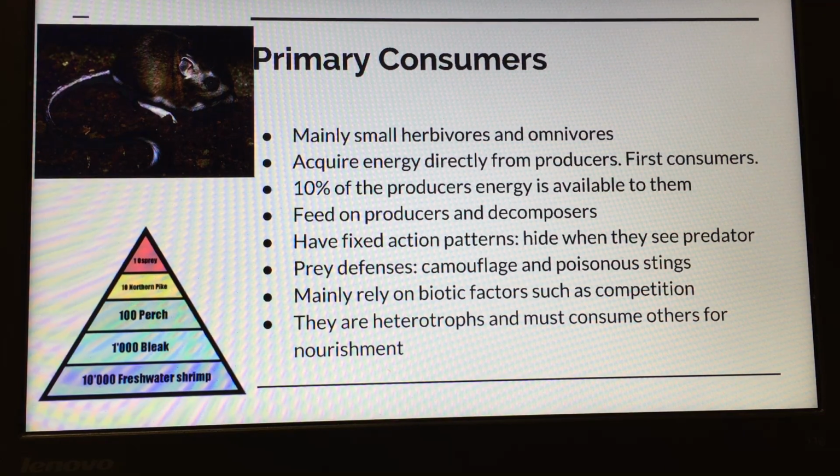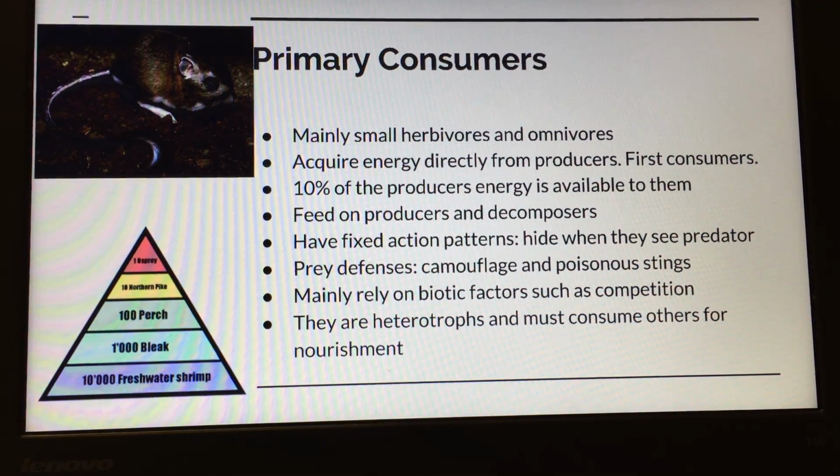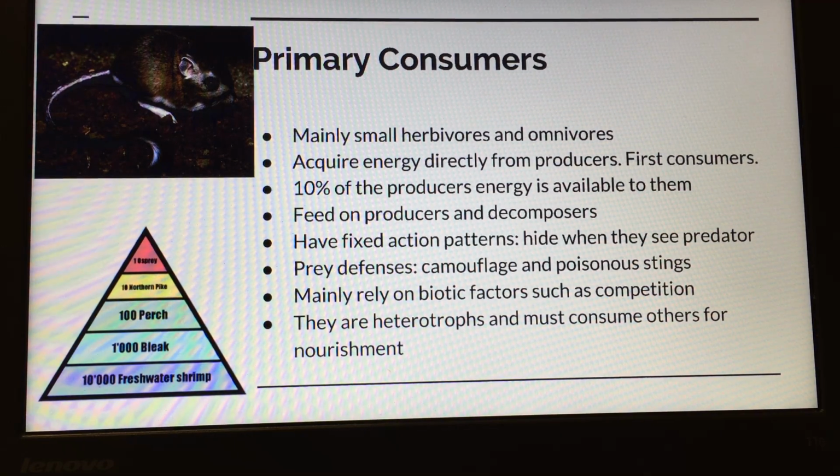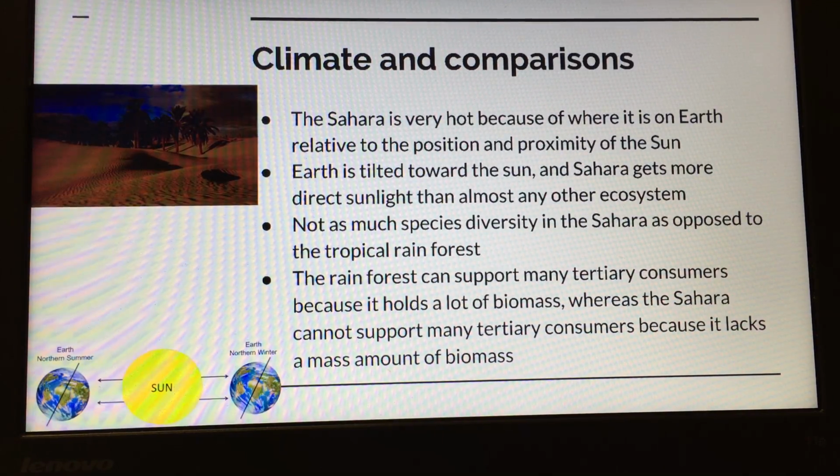Primary consumers have fixed action patterns, such as when a kangaroo rat sees a red-tailed hawk, it will hide. Prey defenses include camouflage and poisonous stings. The poisonous stings are used by harvester ants, and the camouflage is used by the small mammals. Primary consumers mainly rely on biotic factors such as competition, and they are heterotrophs and must consume others for nourishment.